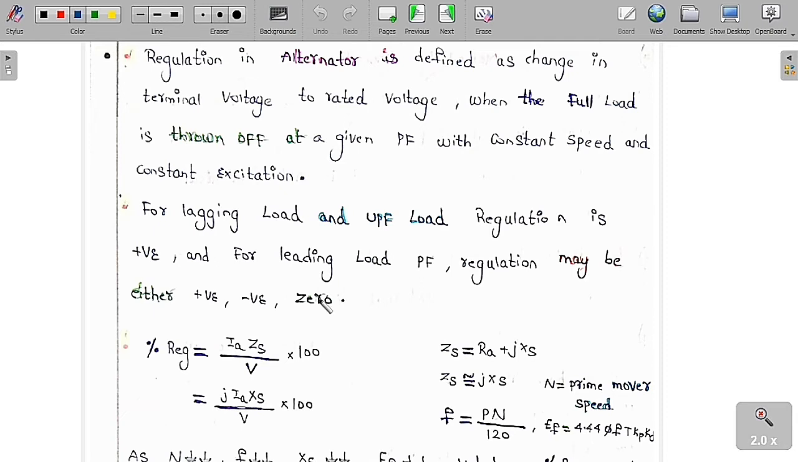And I have already told you, in the leading power factor, whenever the power factor is near to unity, we are going to get a zero voltage regulation. Similarly, in the lagging load, whenever the power factor is nearly close to zero, we are going to get a maximum voltage regulation. So listen carefully. In an alternator, whenever the leading power factor is nearly equal to unity, there you are going to get a zero or minimum voltage regulation. Whereas in the lagging load, whenever the power factor is nearly equal to zero, at zero power factor lagging we are going to get a maximum voltage regulation. All these things I have already told you in the alternator concepts.